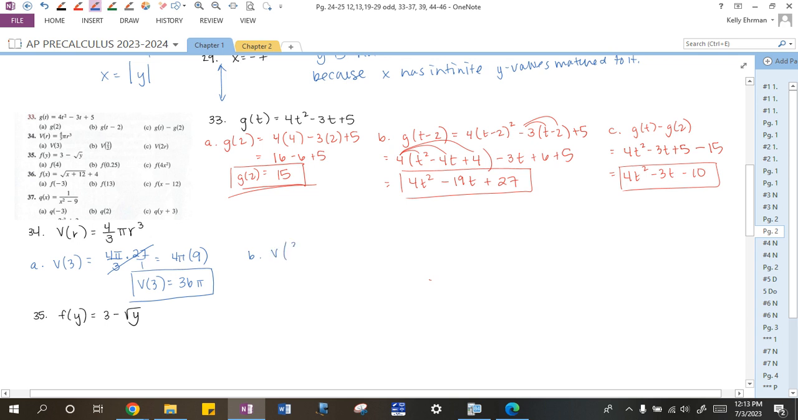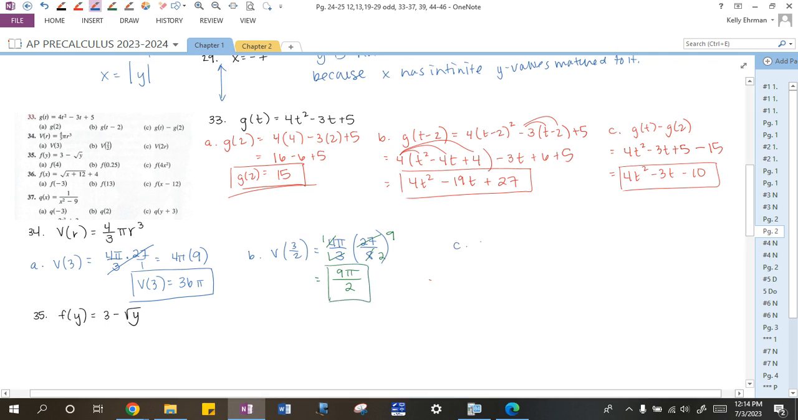Part B is v of 3 over 2. So 4 pi over 3. When we raise 3 over 2 to the third power, we get 3 to the third is 27, 2 to the third is 8. Again, reduce. Do not do 4 times 27 and try to divide it by 24. That's probably going to lead to more mistakes. You're allowed to divide first. 27 divided by 3. So I can divide both of those by 3, make it 9 over 1. 4 and 8 are both divisible by 4. 4 over 8 is 1/2. So what we really have is 9 pi over 2.